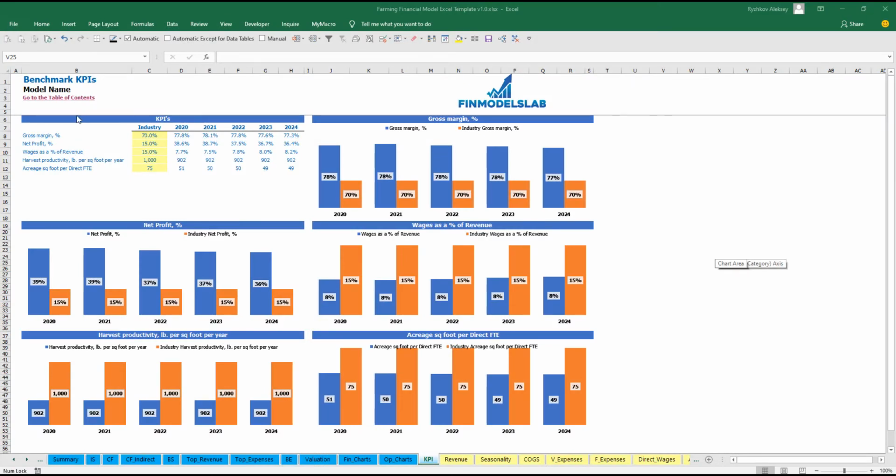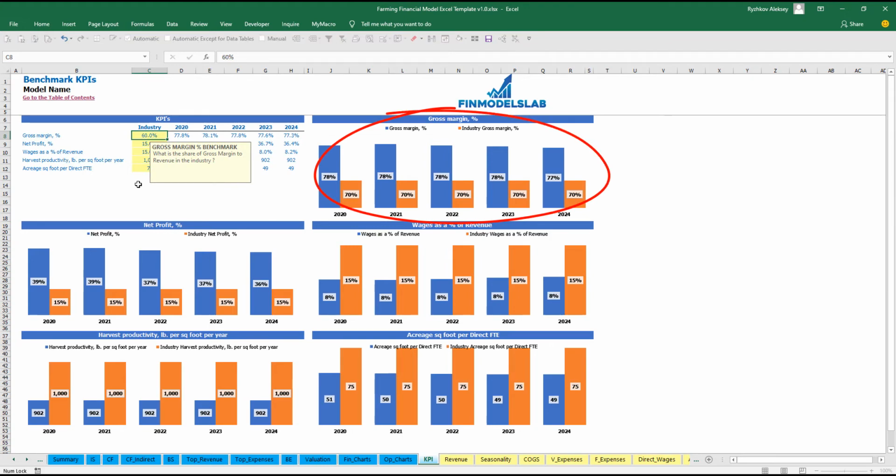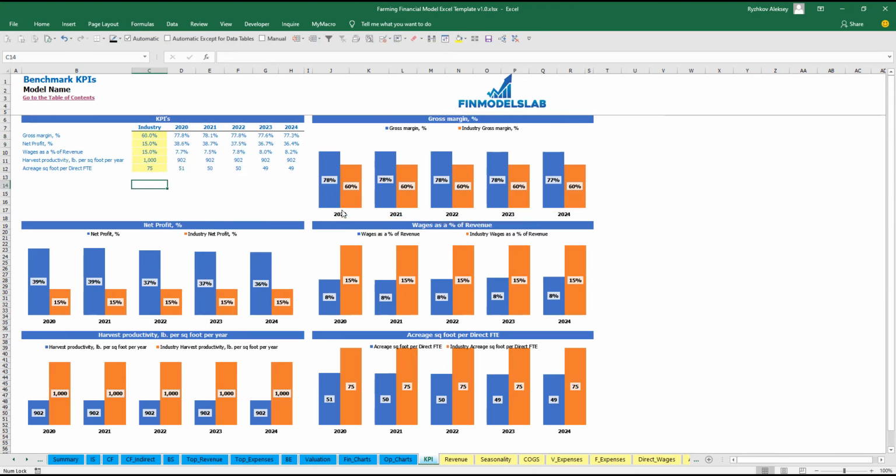On the benchmark KPIs tab, you may compare up to 5 benchmark KPIs with your industry standards. For example, gross margin, the industry standard is 60% for your country or your business, and you may see on this chart gross margin industry KPI is changed, which is orange here. You have also net profit, wages as a percentage of revenue, harvest productivity, pounds per square foot per year, and the acreage, square foot per direct FTE.